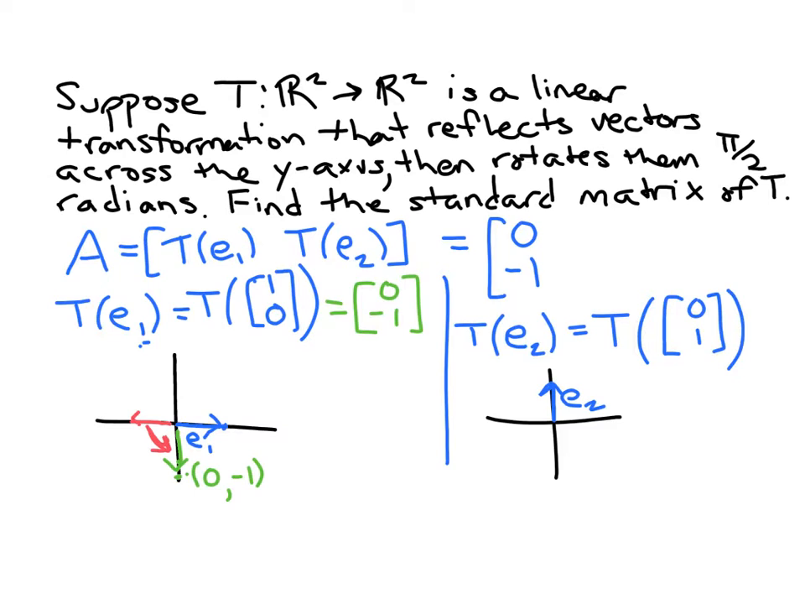Now, with the transformation, you're supposed to reflect that across the y-axis. Since this is on the y-axis, that reflection doesn't do anything. But from there, rotate counterclockwise pi over 2 radians. So when you rotate, it'll land here. So this is T of e2 here. And this would be the vector that points to the point -1, 0. That would be the vector -1, 0.